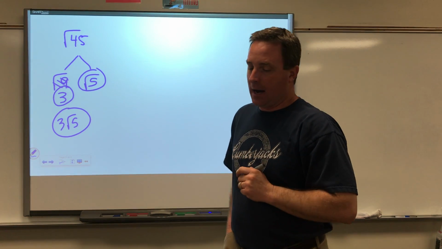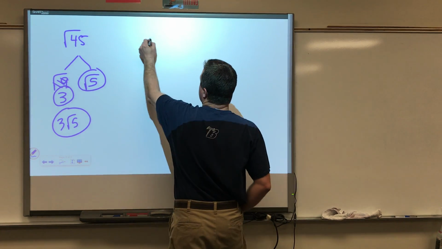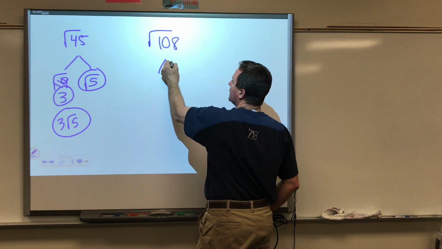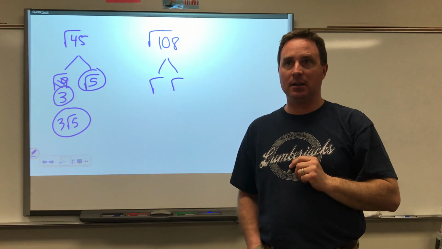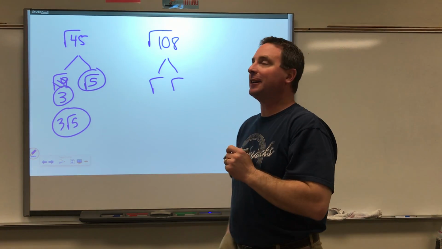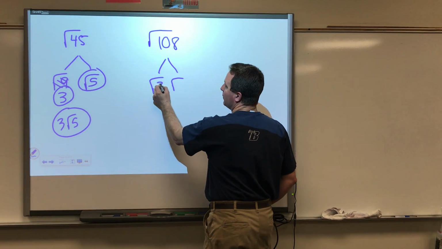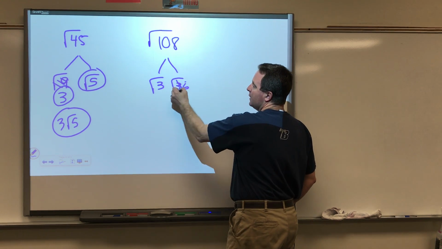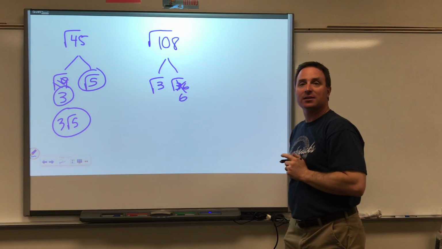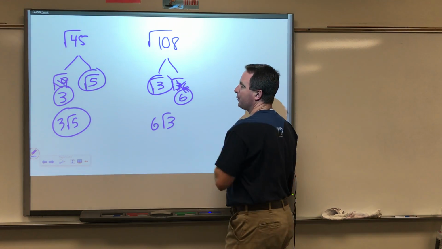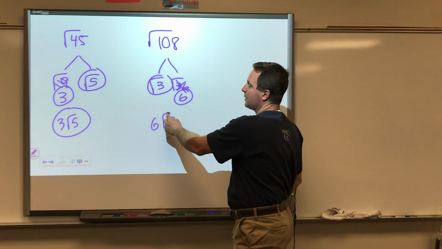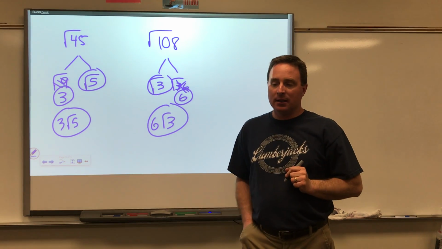How about a little bit bigger numbers? How about the square root of 108? 108 is not a perfect square, but if you look on your factor sheet, you'll see the two that are highlighted in black are 3 and 36. The square root of 36 is 6, and I end up with 6 square roots of 3. So they can be big numbers, they can be small numbers, it doesn't matter.